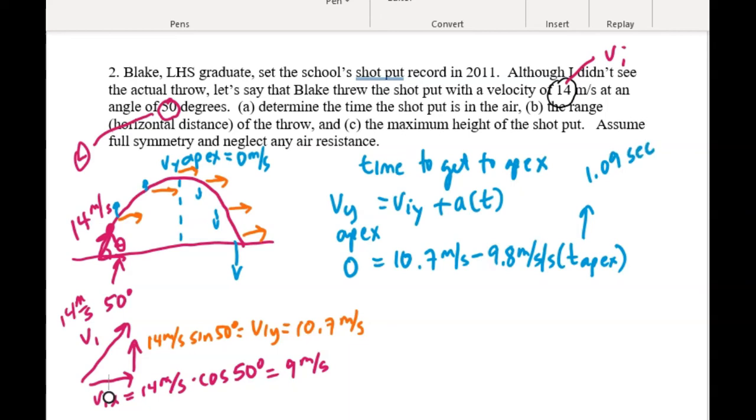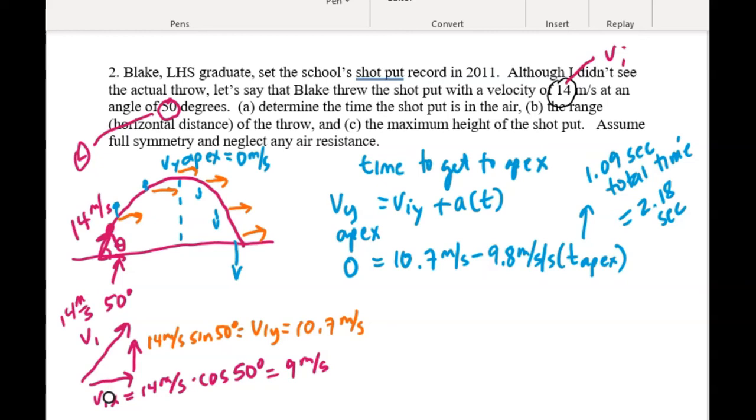All I have to do then to get the total time is I can multiply that by 2. And I get a total time then of 2.18 seconds. So the shot put's going to be in the air 1.09 seconds up, 1.09 seconds down, a total of 2.18 seconds. So it's going to be moving vertically for that amount of time, up and down, and it's going to be moving horizontally for that amount of time.